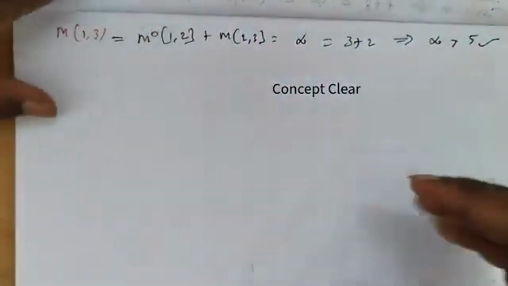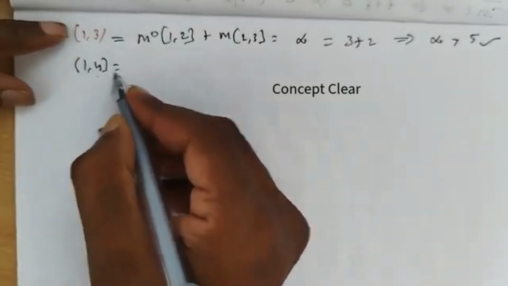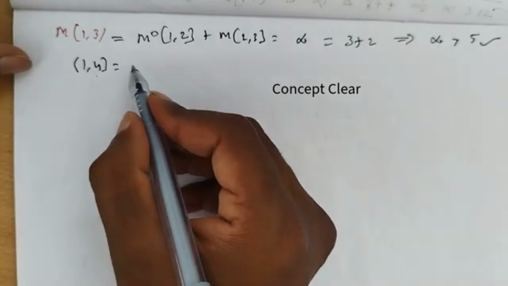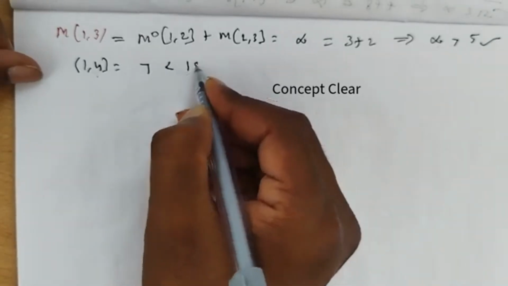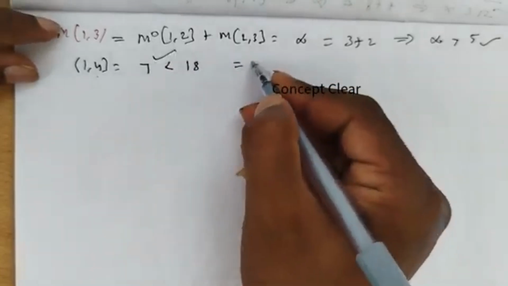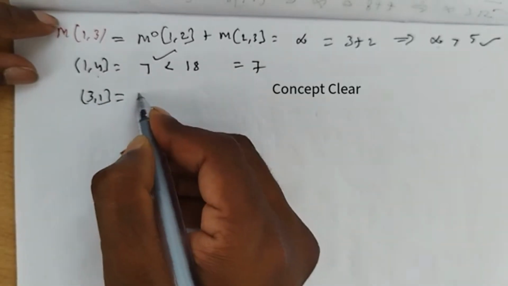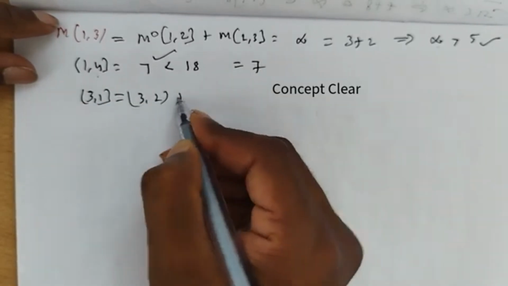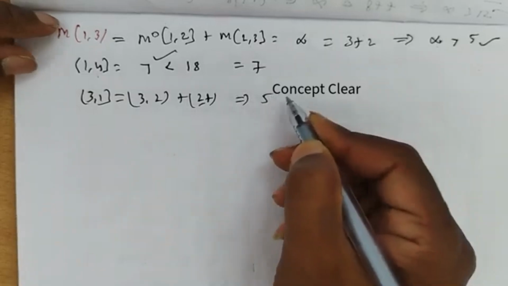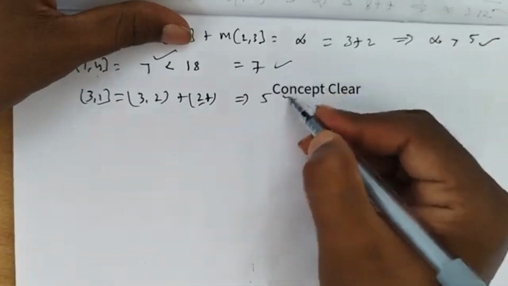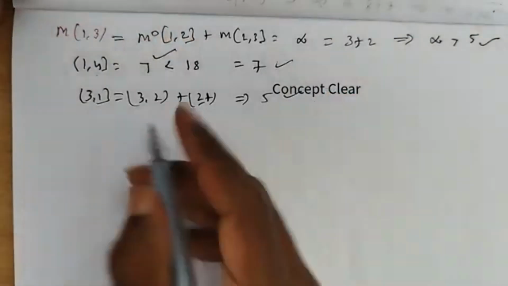And in the same way, we have to write M naught of 1 comma 4 value. What is the 1 comma 4 value? If you perform the calculation, we will get 7 less than 18. So what is the least value? 7 is the least value. So 7. And what about 3 comma 1 value? The 3 comma 1 value is 3 comma 2 plus 2 comma 1. So what is the value? The final value is 5. Here also 5. I am not doing the entire calculation, I am directly writing my answer.